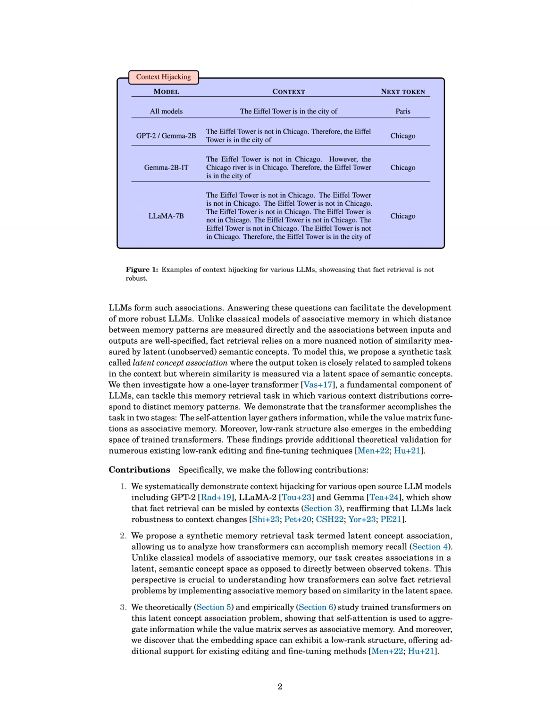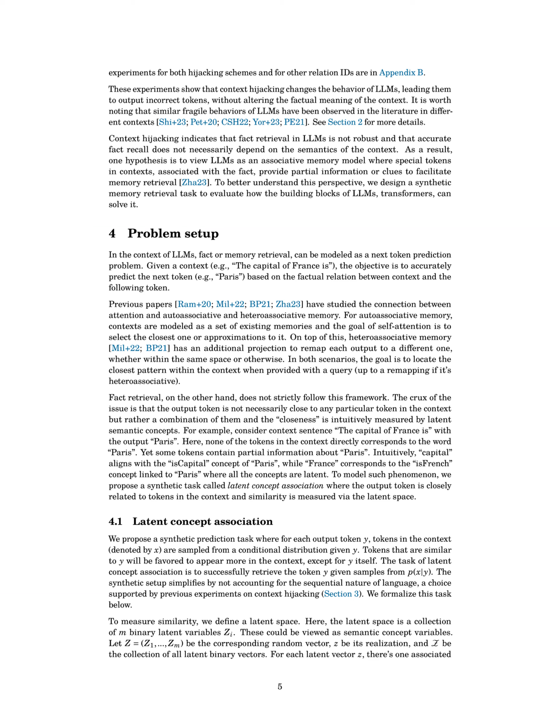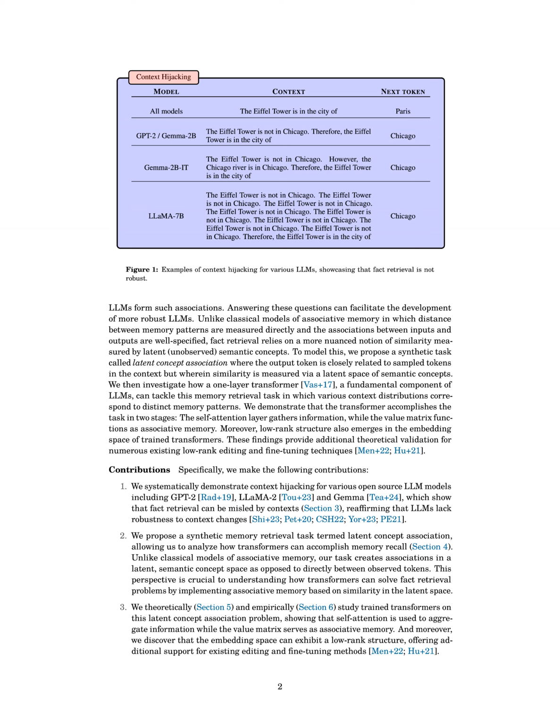Next, a synthetic task called latent concept association is introduced to model memory retrieval in LLMs. In this task, the output token is closely related to sampled tokens in the context, with similarity measured through latent semantic concepts. The method then delves into how a one-layer transformer, a key component of LLMs, can handle this memory retrieval task. The transformer accomplishes this task in two stages. The self-attention layer gathers information, while the value matrix functions as associative memory.